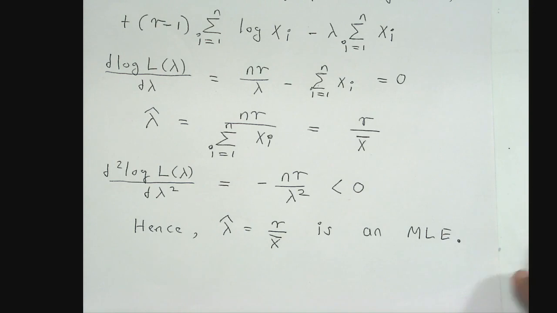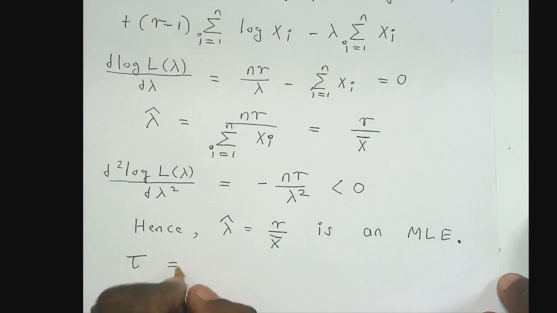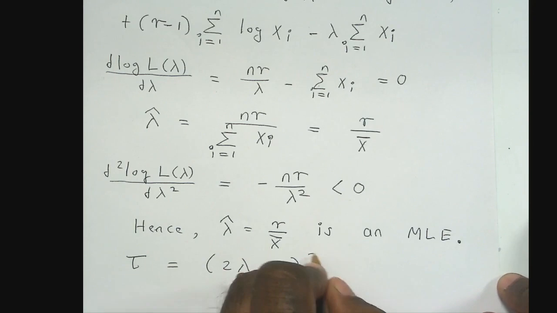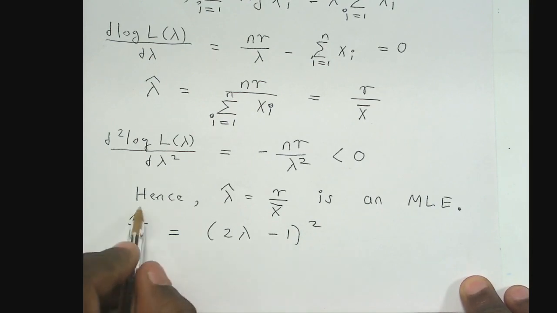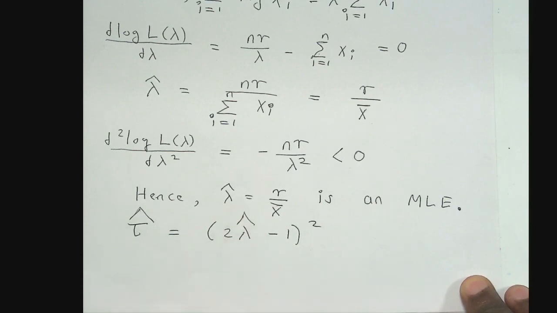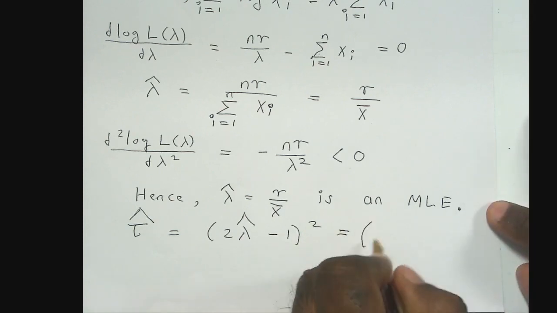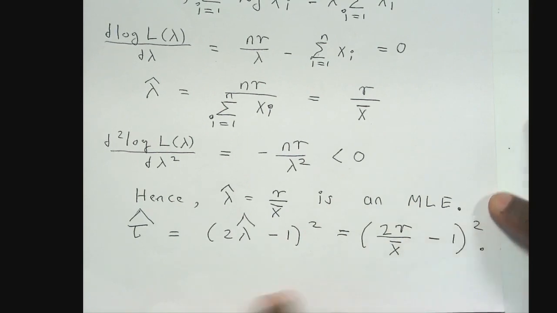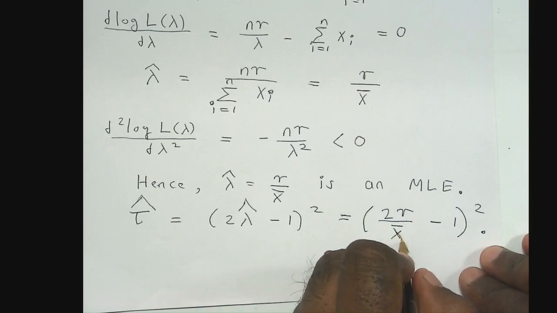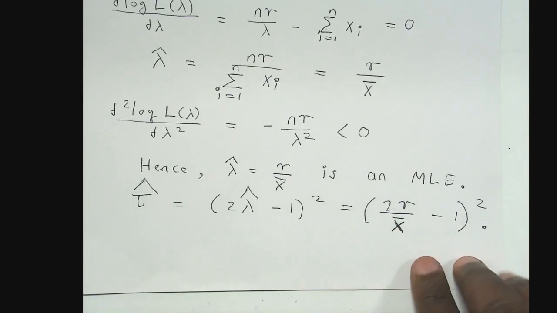Now the second part of the question is to find the MLE for the function of lambda. This is tau, a Greek symbol, guys, not to be confused with r. Tau is a function of lambda, 2 lambda minus 1 squared. So the MLE for tau is simply the function with lambda replaced by lambda hat. So it will be 2r over the sample mean minus 1 squared. This will be the MLE for tau, the function of lambda.